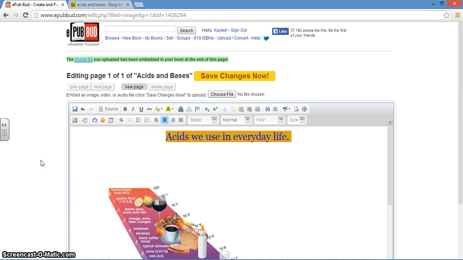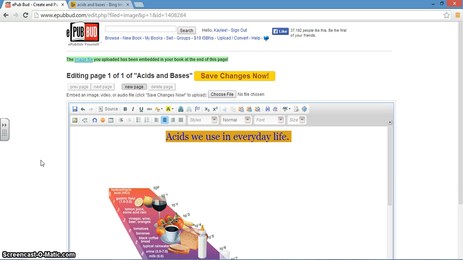For my Web 2.0 project, I decided to experiment with ePub Bud. It's an online program that lets you create ebooks you can actually download onto iPads, onto tablets, or even onto computers, and you can use these to create books that other people could read.